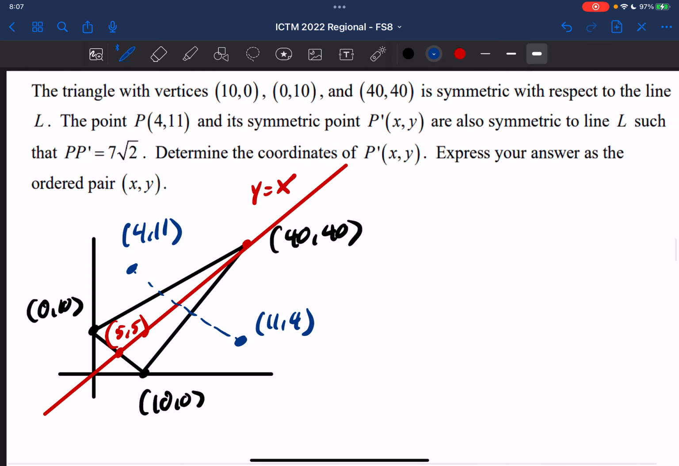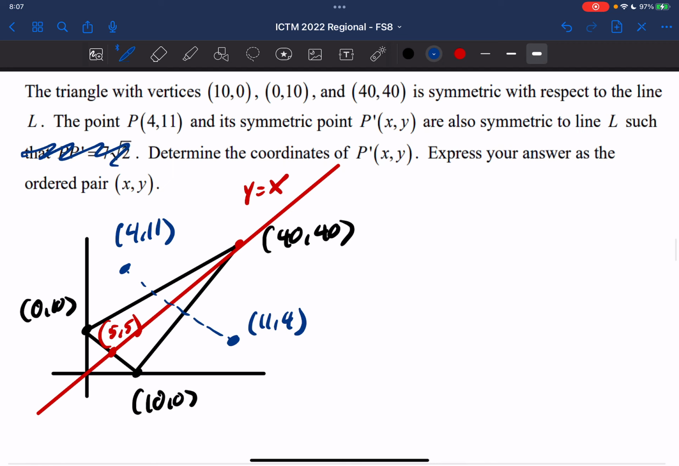So this information right here, the distance, is not really important. You don't really need that in order to establish, because there's only one point that's symmetric here with the line y equals x, and that's (11, 4).